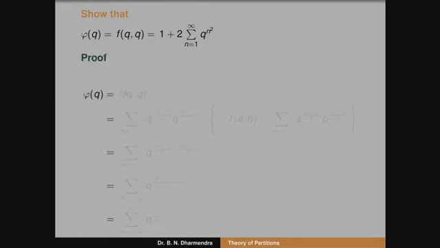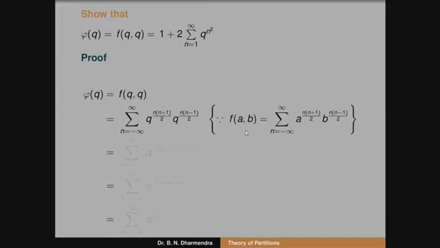So let us consider phi of q equal to f of q, q, that is equal to, in terms of an infinite series, n running from minus infinity to plus infinity. We replace the value of a by q, that is q to the power of n times n plus 1 by 2, times, instead of b, q is there, that is q to the power of n times n minus 1 by 2. So we know the Ramanujan's theta function definition, that is f of a, b is equal to the summation n running from minus infinity to plus infinity of a to the power of n times n plus 1 by 2, times b to the power of n times n minus 1 by 2.